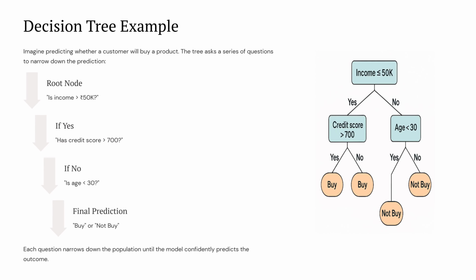Here is an example of a decision tree. It starts by asking, is the income above 50,000? If yes, it checks the credit score. Is it over 700? If no, it looks at the person's age, is it under 30? Based on these questions, the model predicts whether the customer will buy or not buy the product.